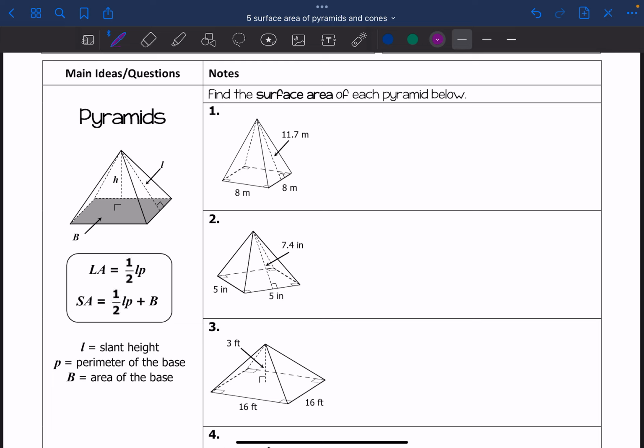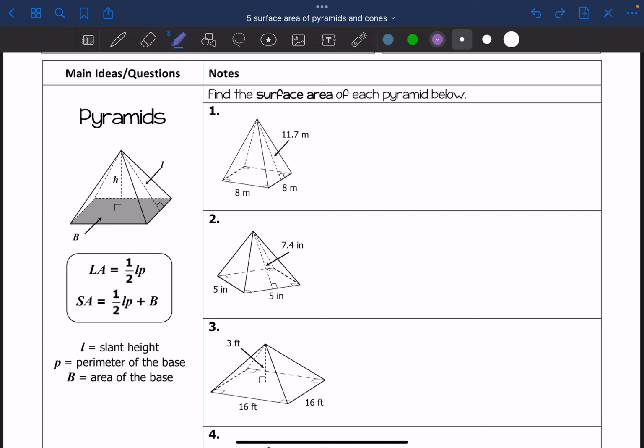Okay, and then for total surface area, we still need to find the lateral area, so we need to find the area of all the unshaded parts. But then we also need to add capital B. Capital B would be the area of the base, of the bottom there. And this one just happens to be a square, but sometimes it'll be a triangle, sometimes it'll be other shapes. So this one tends to change. Okay, so let's look at number 1.